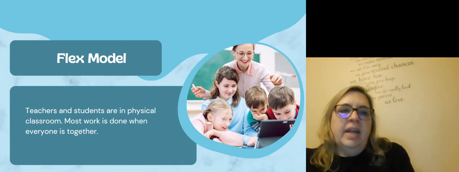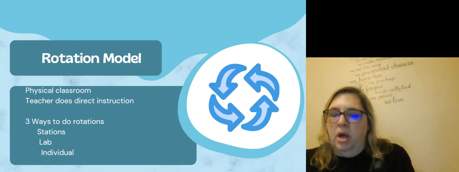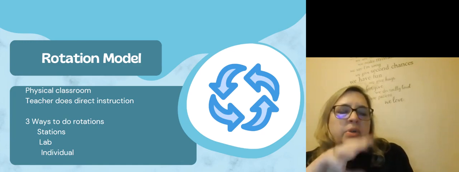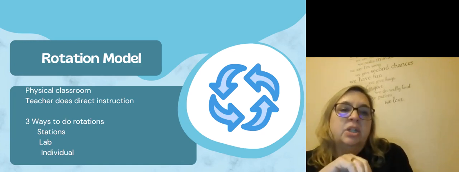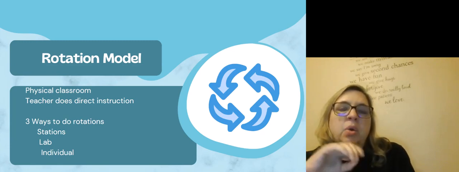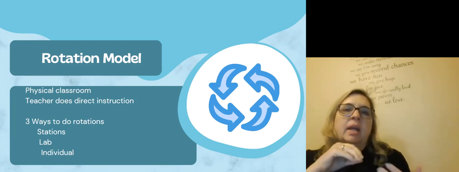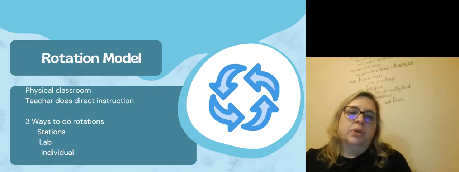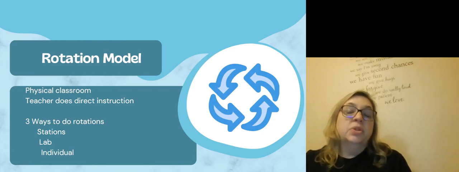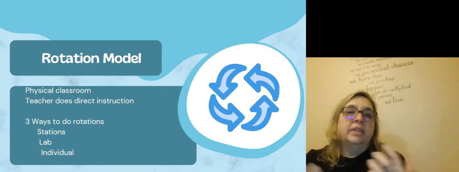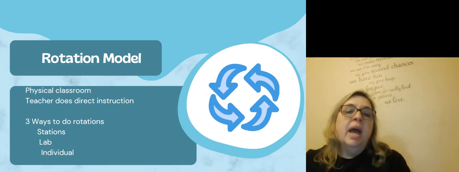They might be able to differentiate a little bit more with this flex model while they're working with the students in person. The next model is the rotation model, and I'm going to talk about three different ways to do the rotation model. So, in this one, you are in the physical classroom, and the teacher does some direct instruction.